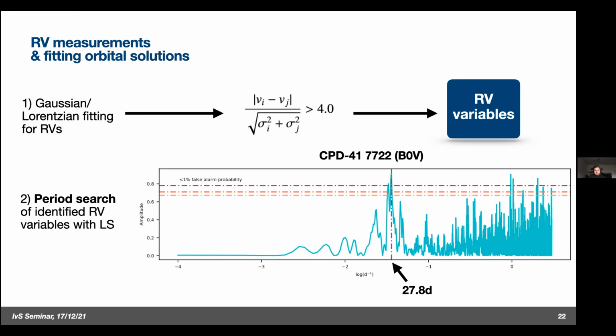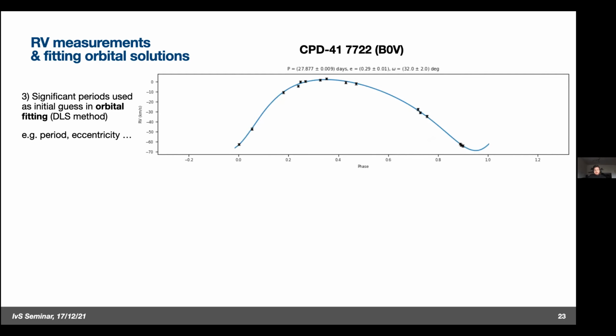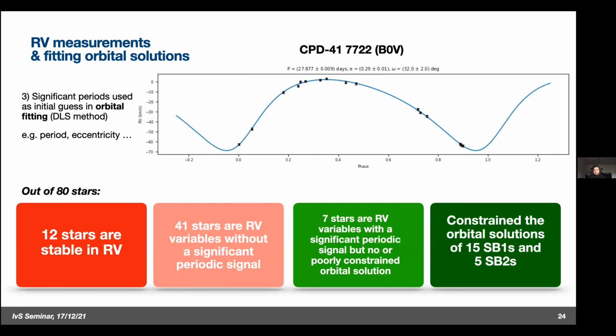If we find a significant periodic signal in these stars, we take them to the next stage, which is to use that as an initial guess in fitting for their orbital parameters. This is the Danley least-squares method, where we fit orbital parameters such as period, eccentricity, and the rest. Here's an RV curve fitted with this blue line. And it turns out, yes, it is about 28 days with an eccentricity of about 0.3. So we do this for every star in our sample, and we end up with all of these subsamples.